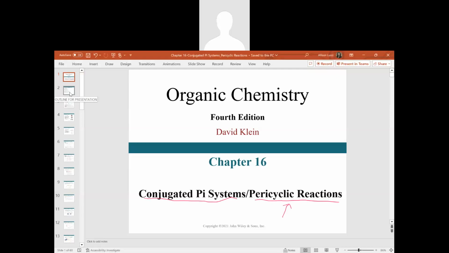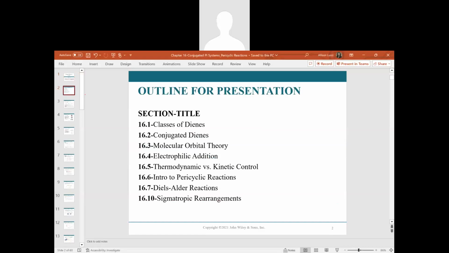So let's take a quick look here at what chapter 16 entails. We'll start in this video with a review of 16.1. We'll look at how we can form these conjugated dienes that we're introduced to. We'll review some molecular orbital theory. And then we'll look at some specific reactions, these Diels-Alder reactions, and some sigmatropic rearrangements. And there's also chapter 16, section 11 on UV-vis spectroscopy. So that's our goal for this chapter, to review these topics.